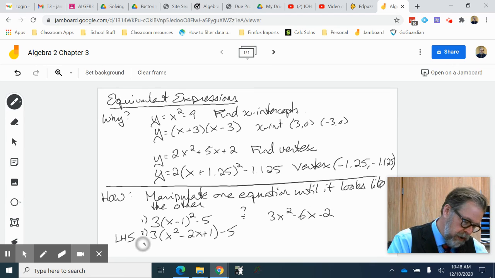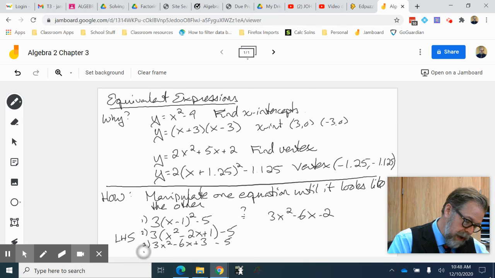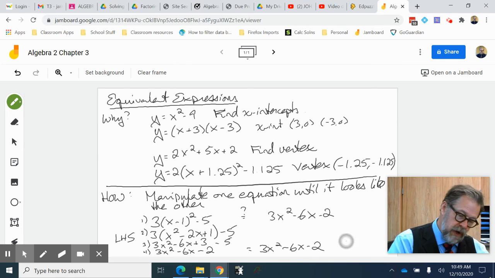Next, distribute the 3. 3x squared minus 6x plus 3 minus 5. I've got another equivalent expression because I did a legal mathematical move. Finally, I'm going to combine like terms, 3x squared minus 6x minus 2, which is a legal mathematical move. And what I now see is that these expressions are, in fact, equivalent.